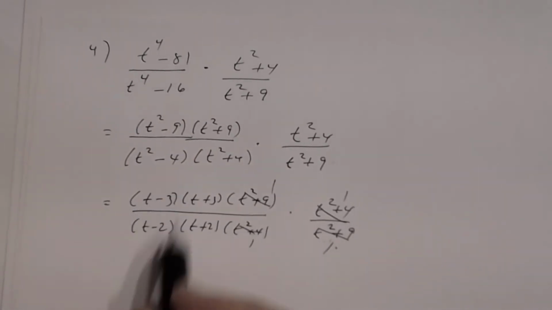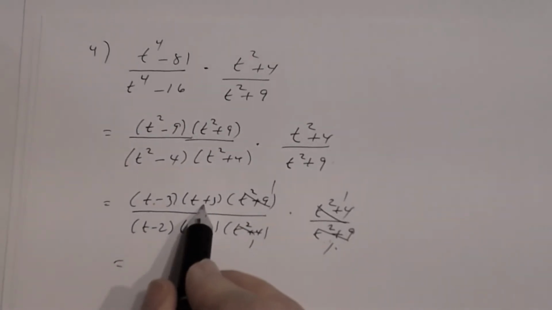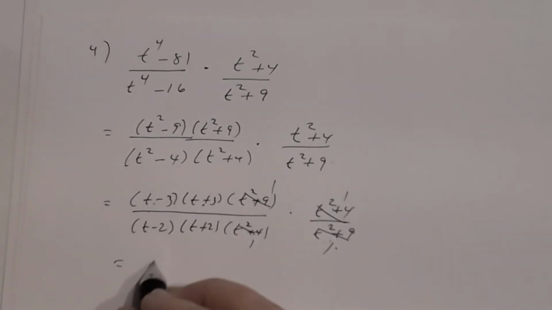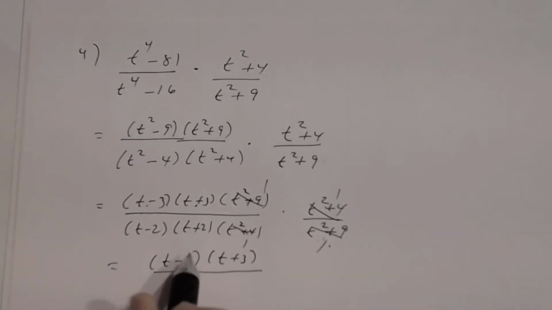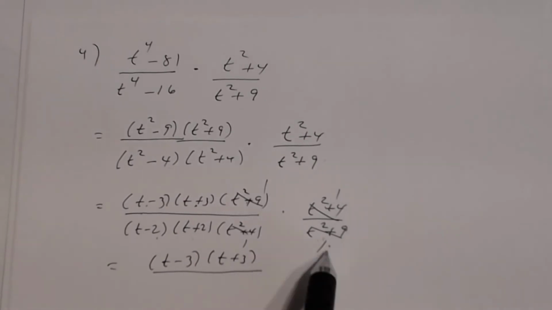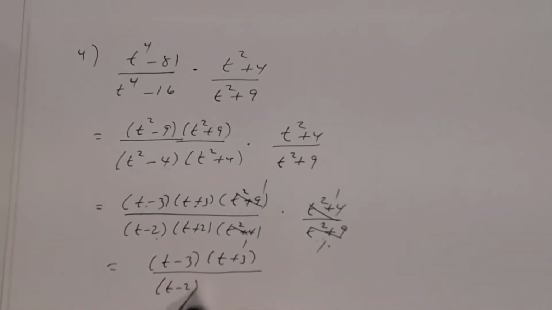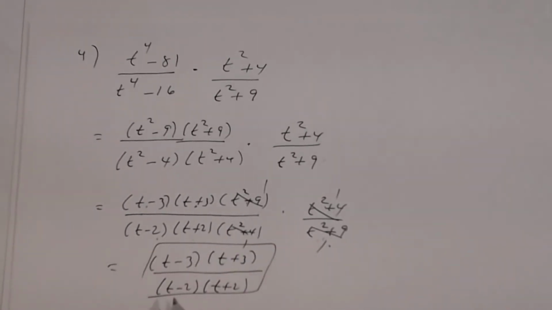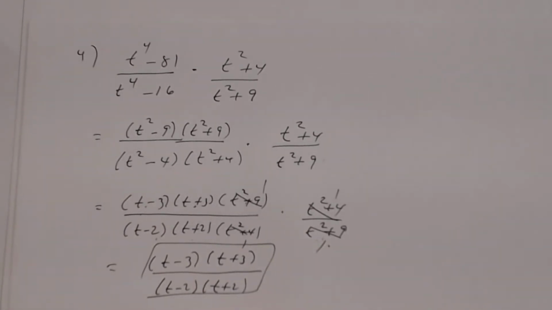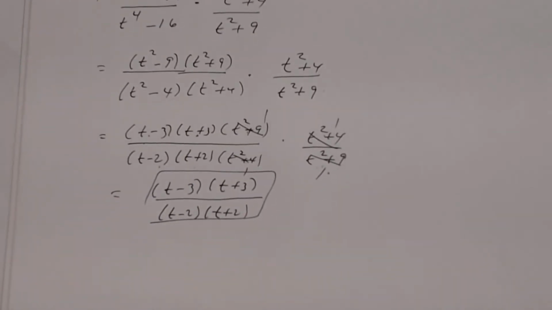And so your answer is going to be t minus 3 times t plus 3 times 1, which is t minus 3 times t plus 3, divided by the denominator, t minus 2 times t plus 2 times 1 is t minus 2 times t plus 2. And there's your answer. So again, leave your answer in factored form. Don't multiply this out. If you multiply it out and you made an error, you're going to not get full credit. So leave it in factored form. That's going to be important later on anyway.